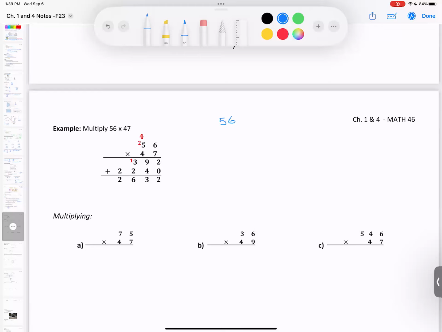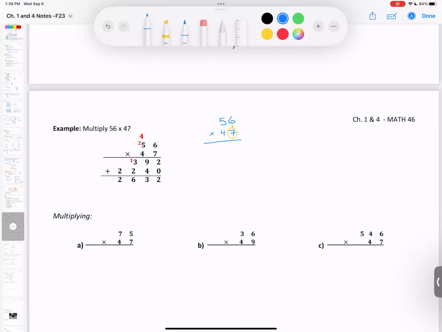So we've got 56 times 47. So what you want to do with multiplication is first start with your bottom number. Start with the number on the right. So here, that's the 7. You're going to take that 7, and first you're going to multiply it by the number right above it, the 6. So we go 7 times 6, and that gives us 42.